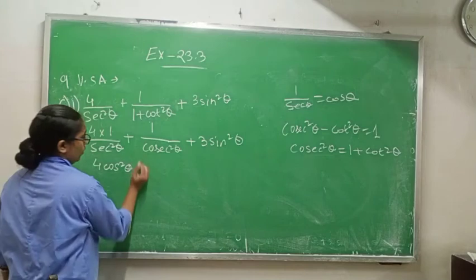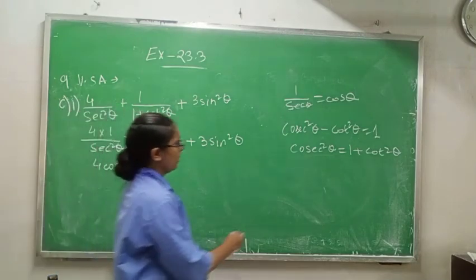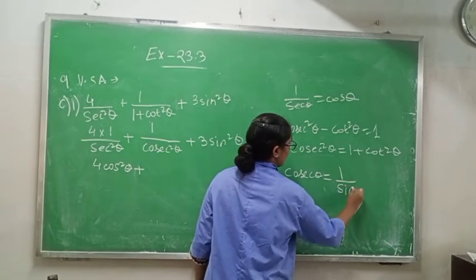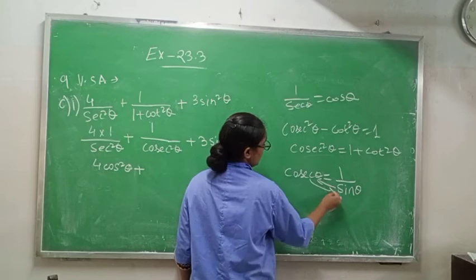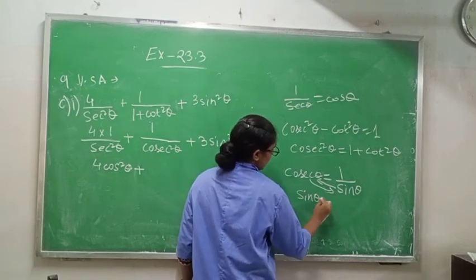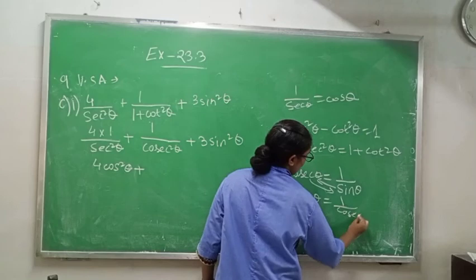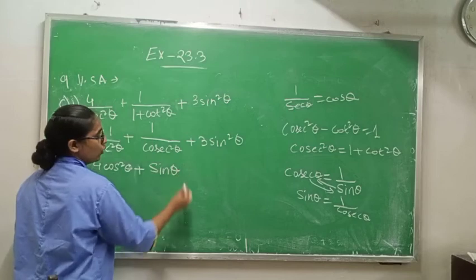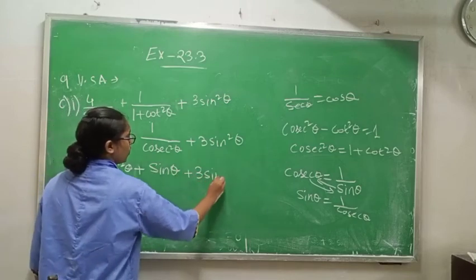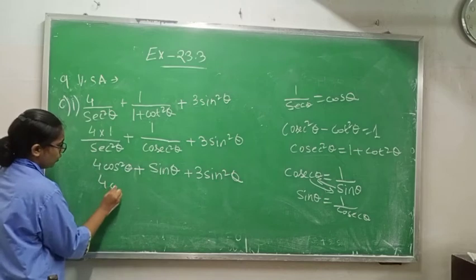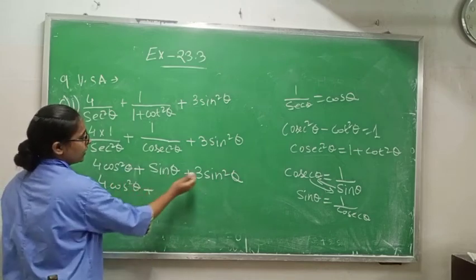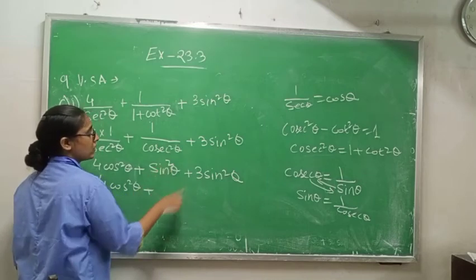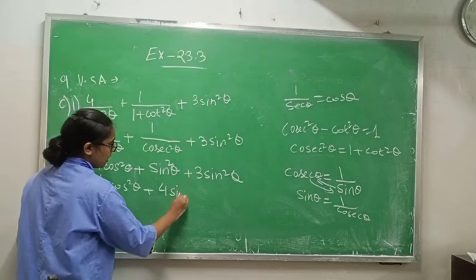Plus, now same thing, you know that cosec theta equals 1 by sin theta. Now change the places of this and this, it will become sin theta equals 1 by cosec theta. It means in place of 1 by cosec theta you can write sin theta. Plus 3 sin square theta, 4 cos square theta. Sin theta, sorry, here you have square. Sin square theta plus 3 sin square theta will give you 4 sin square theta.